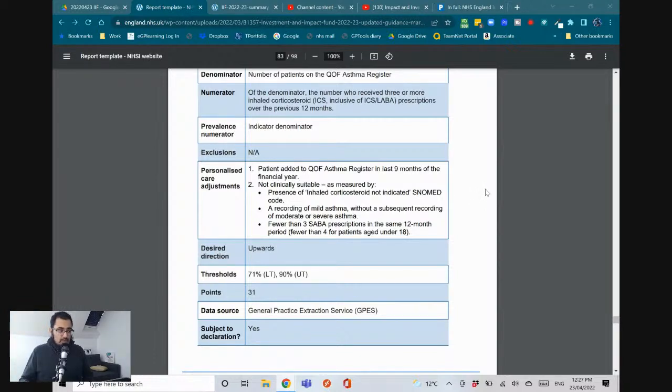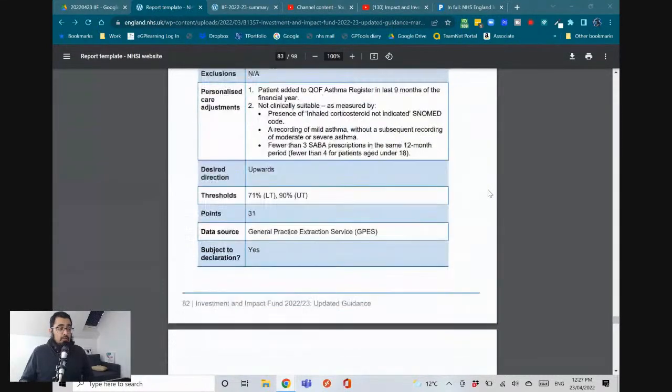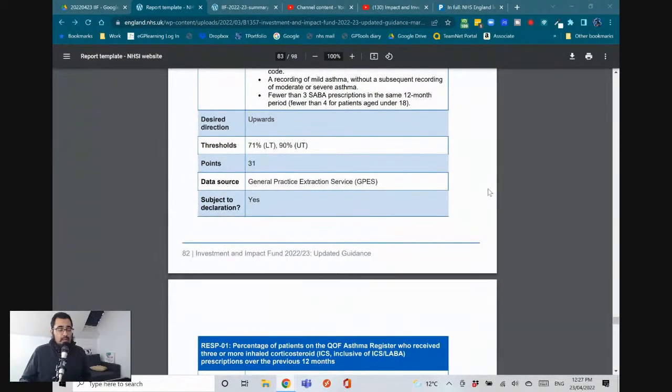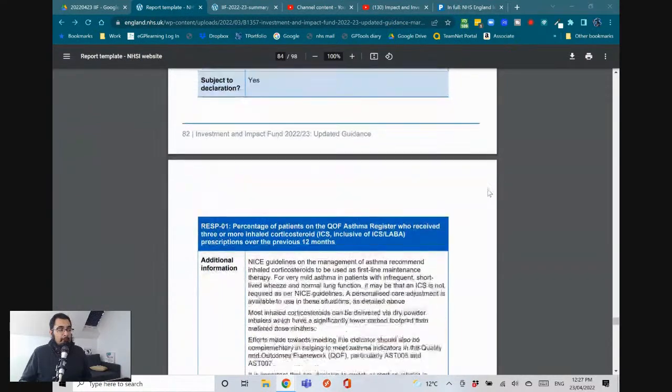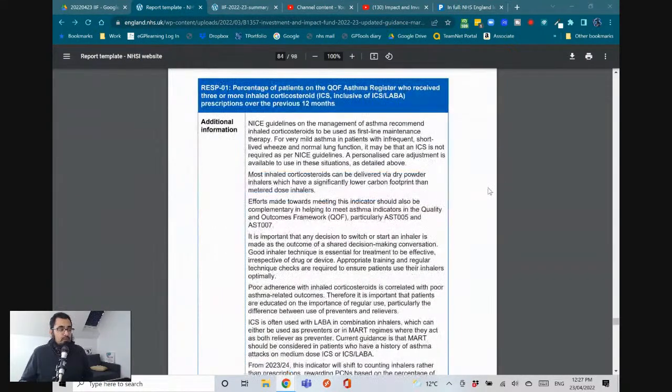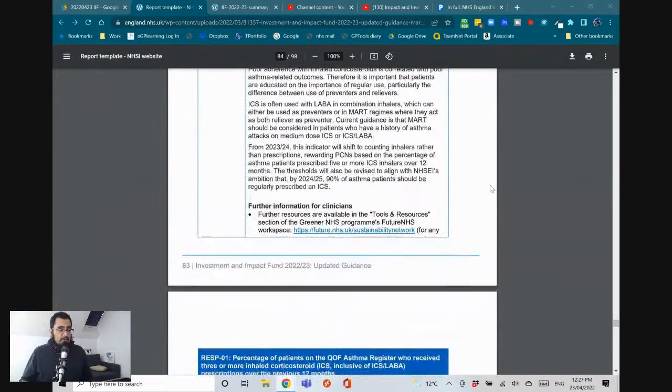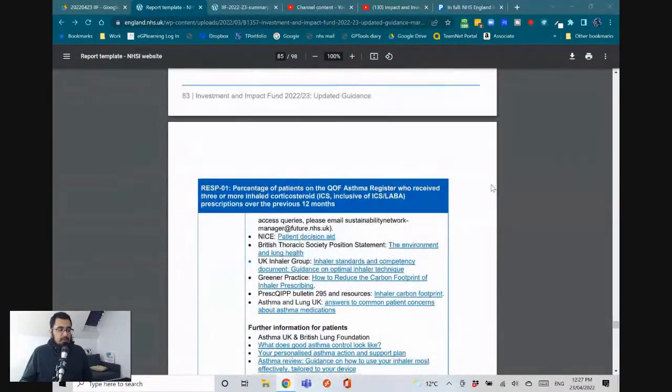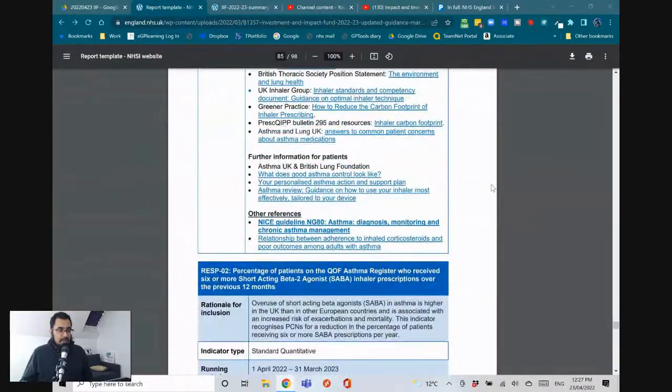71% lower threshold, 90% upper threshold, 31 points, so a reasonable amount of funding to do, and definitely work that your asthma teams can focus on. Talked about the improved reasons for having good inhaled treatments, and in terms of the corticosteroid treatment for asthma. Remember, this is for asthma, not for COPD.